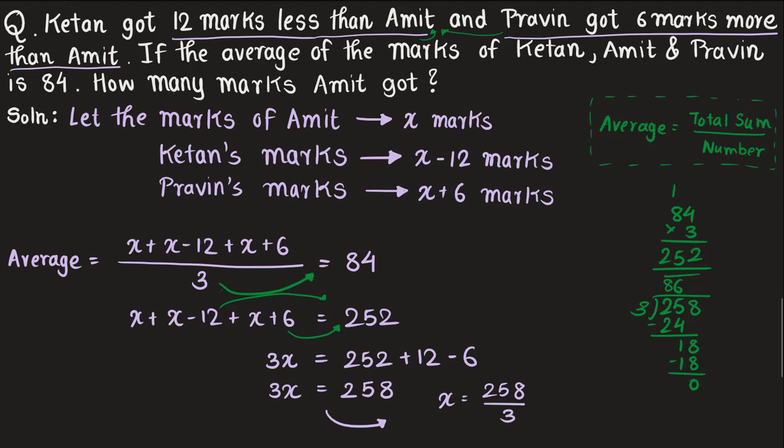So here we got x is equal to 86 marks, and whose marks we have considered as x, that is Amit's marks. So what we had to find in the question was Amit's marks. So 86 is our answer.